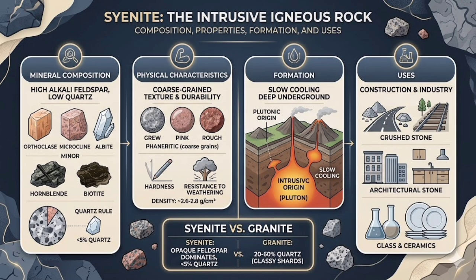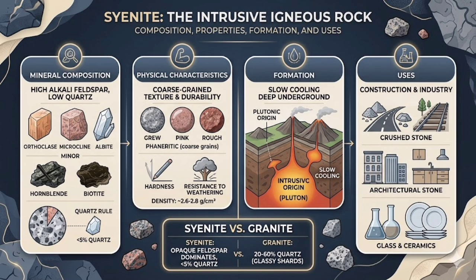And let's not forget its uses. How is syenite utilized in various industries? Because of its toughness, syenite is used in construction as crushed stone and for architectural purposes like countertops and tiles. Plus, the nepheline syenite variant is prized in glass and ceramics due to its flux properties. It sounds like syenite has a lot of practical applications.